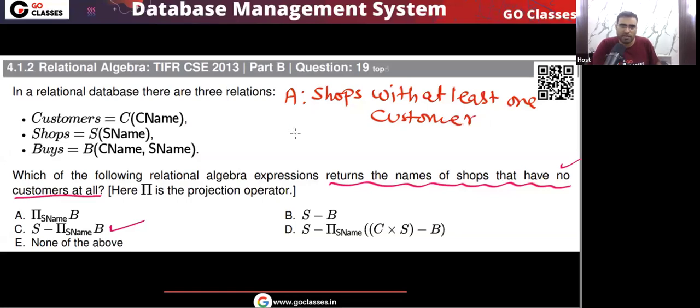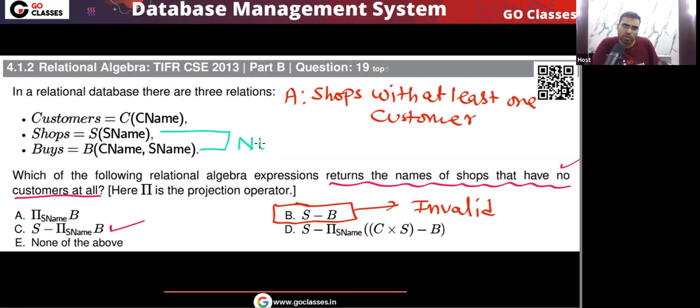What is option B? That is invalid. Do you agree? Why is this invalid? Because they are not union compatible. See, these two tables are not type compatible, so you can see option B is an invalid query. Is this clear?